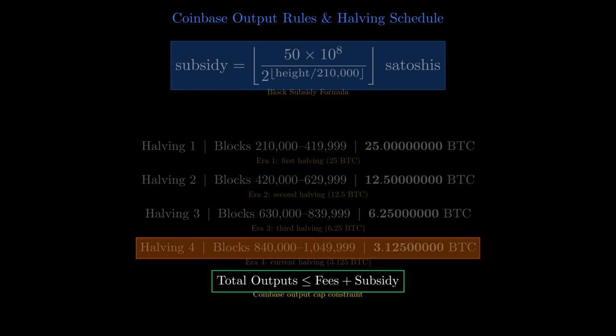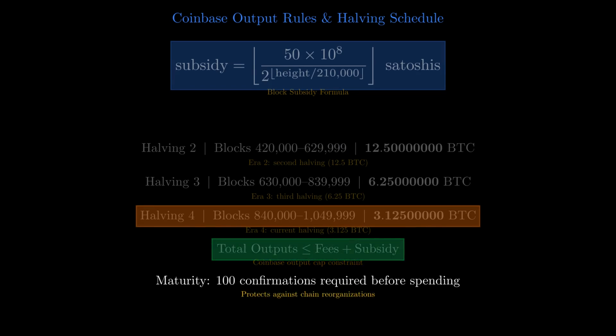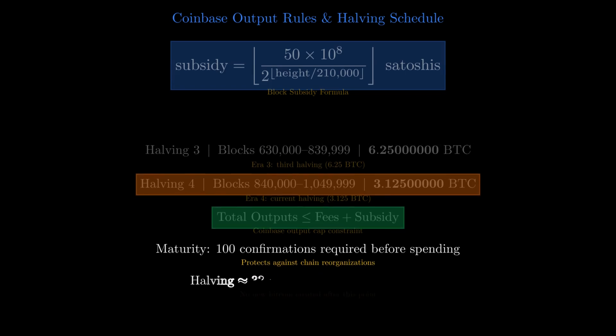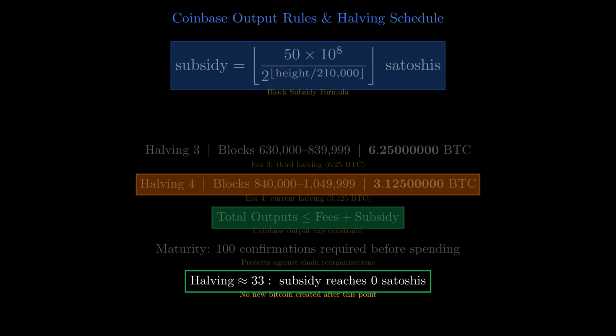The key constraint is that total Coinbase outputs must be less than or equal to fees plus subsidy. Now, one critical rule: Coinbase outputs require 100 confirmations before they can be spent, and this is called the maturity requirement. If a block gets reorganized out of the chain, its Coinbase outputs simply vanish because they were created from nothing. The 100-block maturity window prevents downstream transactions from being invalidated by such reorganizations. Eventually, around halving 33, the subsidy reaches 0 satoshis and no new Bitcoin will be created.